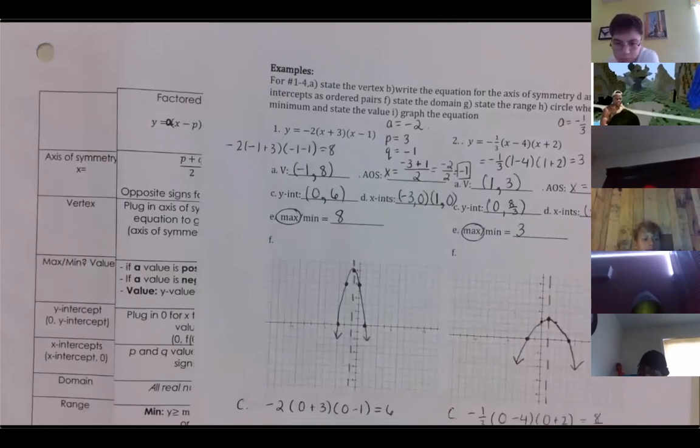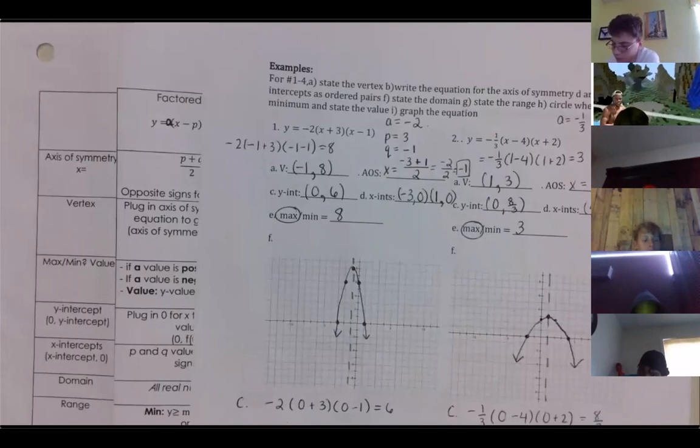All right, any questions about number 2? Okay, I'm gonna have you all try number 3 and 4 on your own. So go ahead and take out or flip the page. Does anyone need this before I change the page?